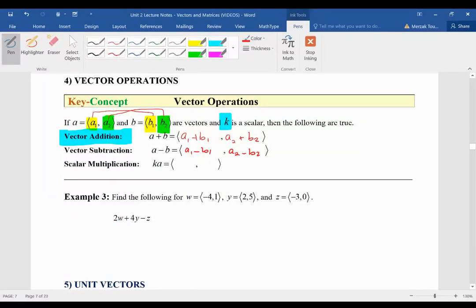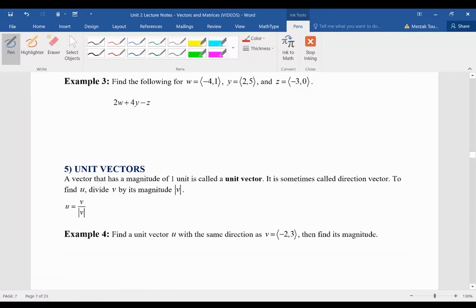Good. Now, if we multiply a vector by a scalar, all we have to do is multiply the x component by that scalar and the y component by the same scalar, which means k a1, because now I'm multiplying k by a, and then k a2. So you multiply that number. It's kind of distributing. Same concept as distribution. Right? Good. Let's work on this example.